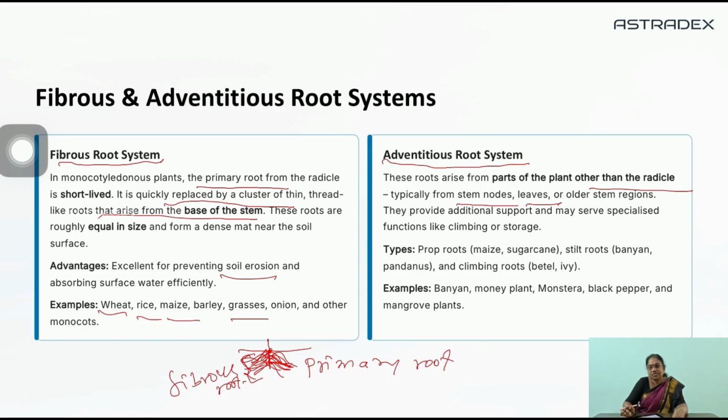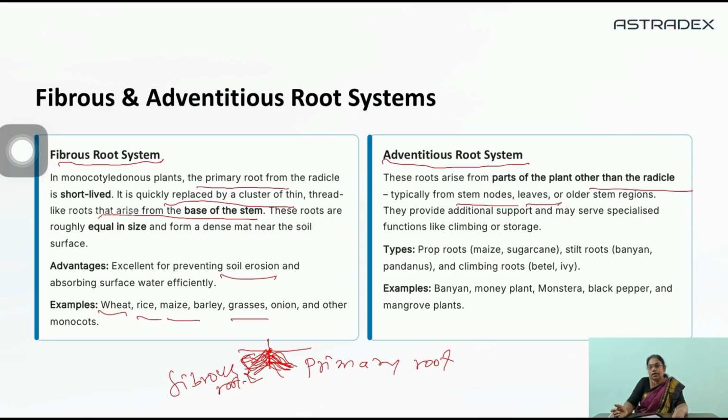So first taproot system, then fibrous root system, and then adventitious root system. First, in taproot system, the primary root is long-lived. Second, in fibrous root system, the primary root is short-lived. And then in adventitious root system, roots form from any part of the plant other than the radicle.